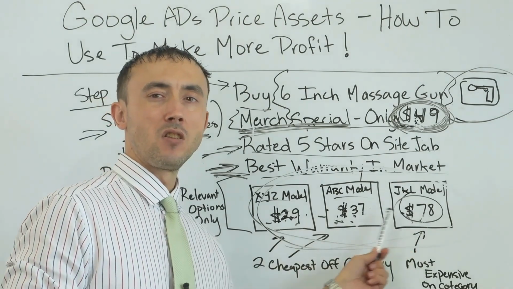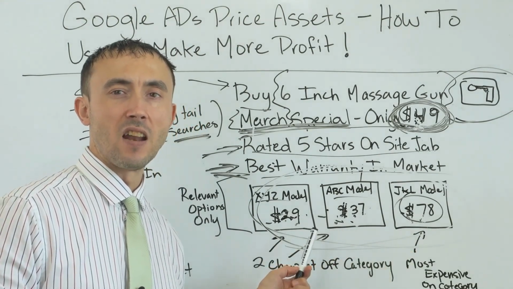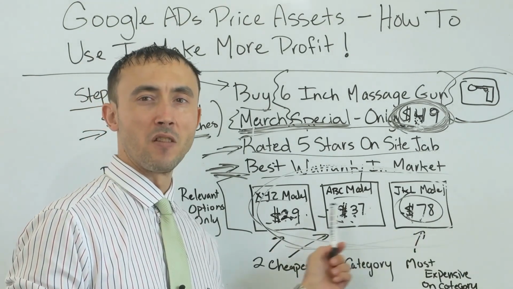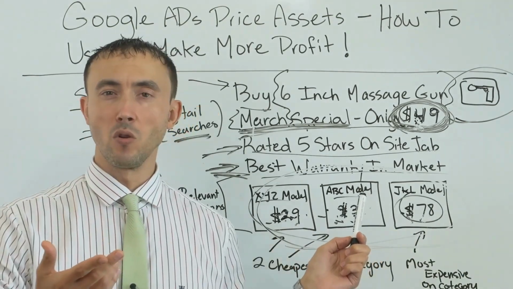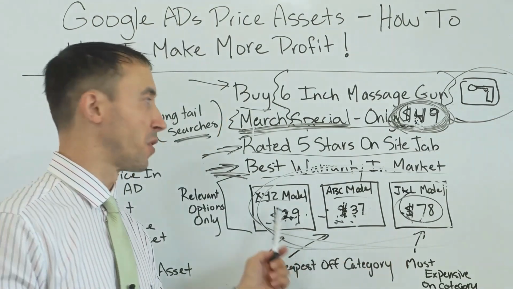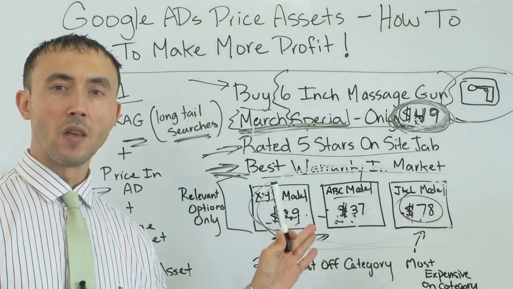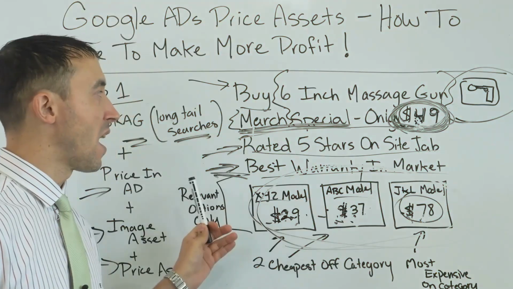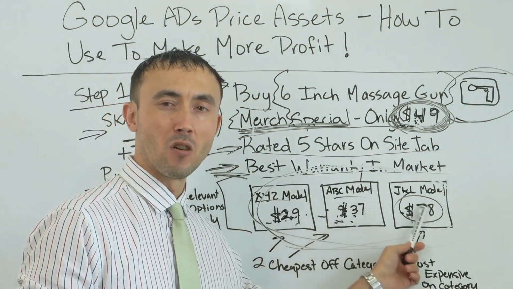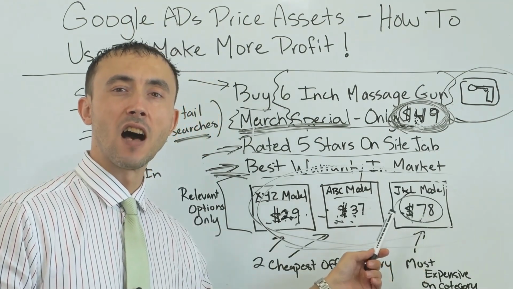The downside to using the price asset is that if you change your prices in your company often, you've got to go ahead and update all these price assets manually. You could use Google Ads Editor for this or Google Ads API even, but at the end of the day, people forget to update this when their prices change. And the other downside of this is it takes some time to set up right. To do this right, you need to set up a custom ad, along with it, a custom ad asset to go along with it for every single item that you're selling.